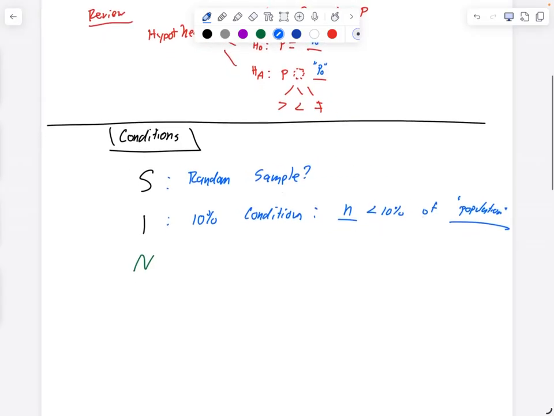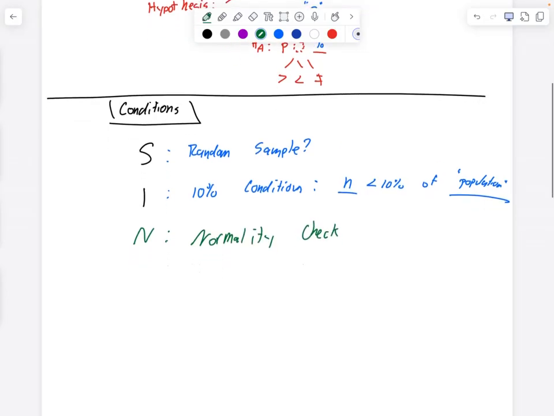Okay. And now gets us to our new meaty part, the N. What does the N stand for? Normality check. There you go. Very nice. Now, the key here and the difference is that you use P0. Okay? Everything based on the claim. What is it that we believe? P0 is what you use. In the previous unit, we used P hat. Don't worry about the sample.